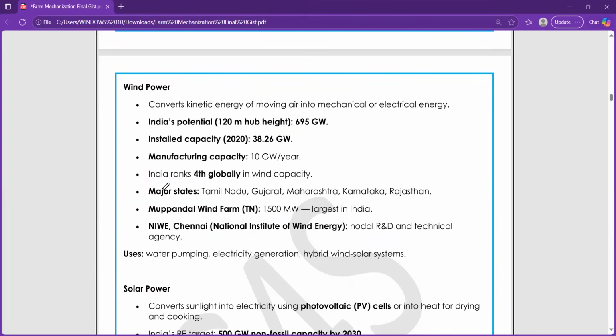Then we have wind power. It converts the kinetic energy of moving air into mechanical or electrical energy. India has a potential of 695 gigawatts, an installed capacity of 38.26 gigawatts, and a manufacturing capacity of 10 gigawatts per year. These two data are very important. Next, India ranks fourth globally in wind capacity. The major states are Tamil Nadu, Gujarat, Maharashtra, Karnataka, and Rajasthan. The largest wind farm is situated in Tamil Nadu, Muppandal Wind Farm, which is the largest in India.